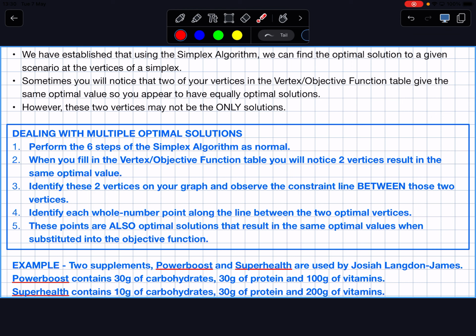That's gobbledygook right now. You'll see what I mean when we look at Josiah Langdon James's example again with slightly different prices. So can you get steps 1 to 5 down, please?